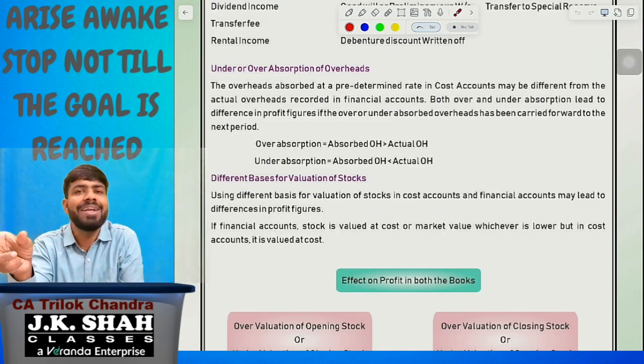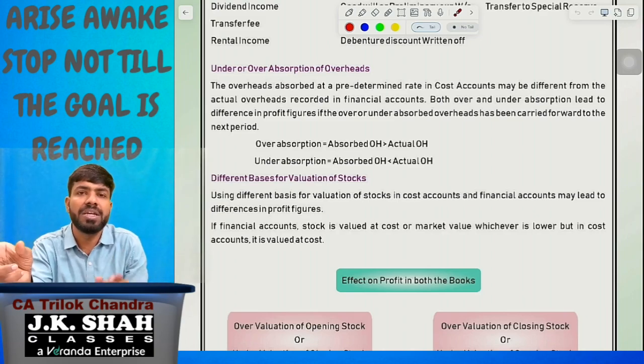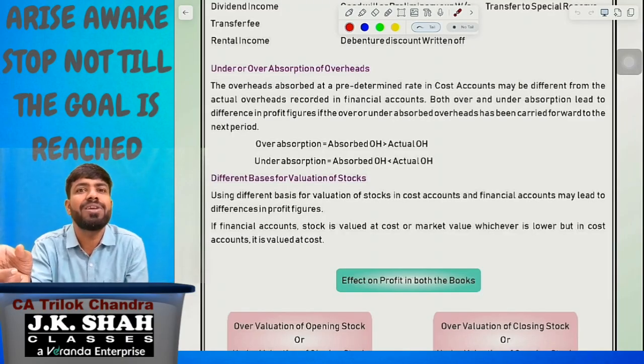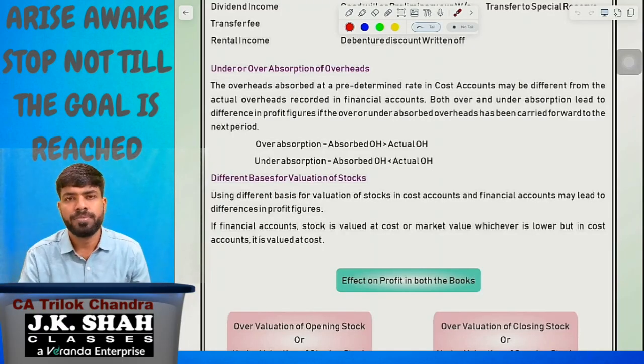Now 1 lakh here, 80,000 here. What is going to happen? In cost books, profit will be more. Why? We are accounting only 80,000, less expenditure. If you account the less cost, profit will be more. That is called under or over absorption.